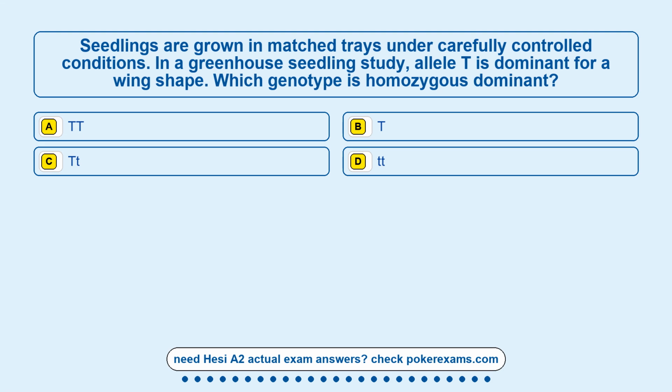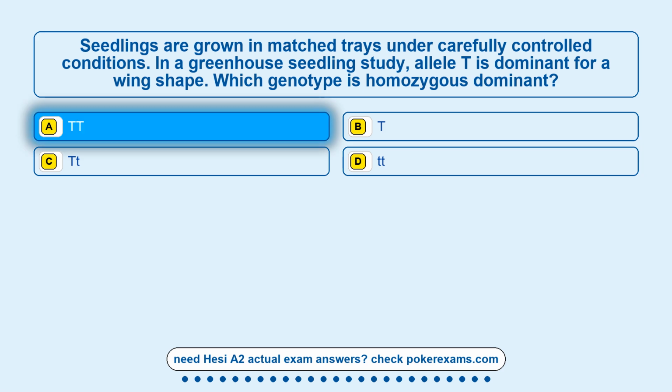Question 19. Seedlings are grown in matched trays under carefully controlled conditions. In a greenhouse seedling study, allele T is dominant for a wing shape. Which genotype is homozygous dominant? Option A, TT. Option B, T. Option C, TT. Option D, TT.